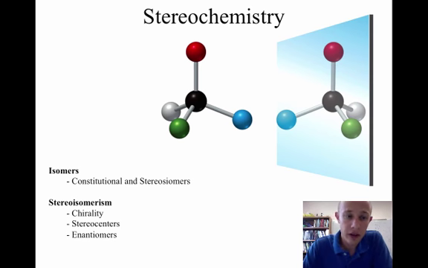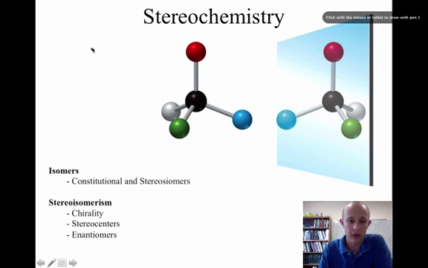Let's talk about stereochemistry and isomerism. In this lecture, first I'm going to start by talking about constitutional and stereoisomers, different types of isomers. Then we'll talk about stereoisomerism in more depth. So what is a stereoisomer, the things that make something chiral, the definition of what a stereocenter is, and the definition of what an enantiomer is.